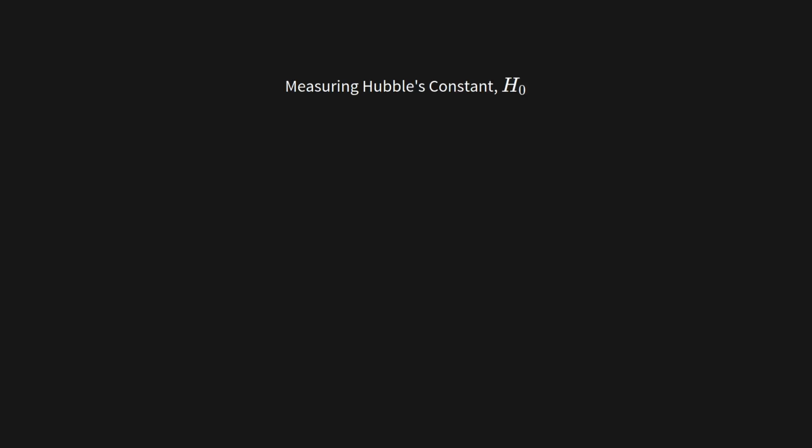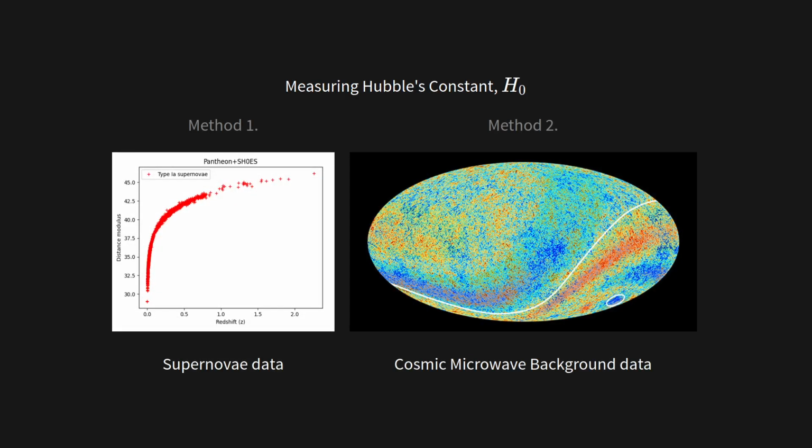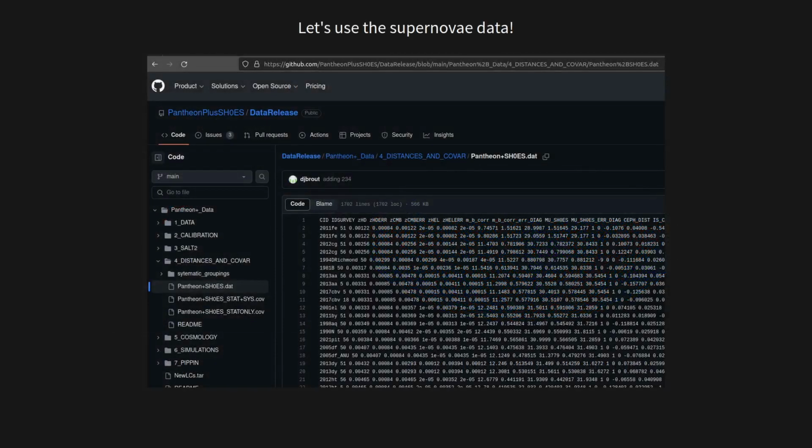Let's measure Hubble's constant H₀ using Python. Two ways to do this are using the supernova data and the cosmic microwave background data. Let's use the supernova data.